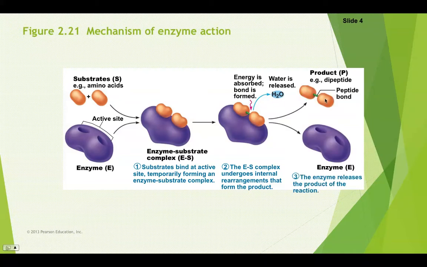And then in this example, they're showing putting together two amino acids to eventually form a polypeptide. But this is showing that once these are joined together, the enzyme releases that product. And it will be passed to the next enzyme, which will then work on that particular product, and eventually you'll have a final product.